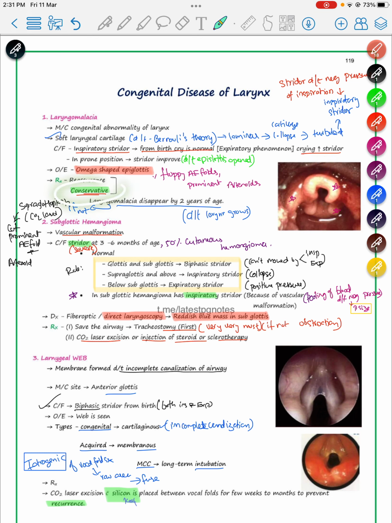The management will be conservative, with reassurance. Laryngomalacia should disappear by 2 years of age, as the larynx grows after 2 years. Okay, this is everything about laryngomalacia.